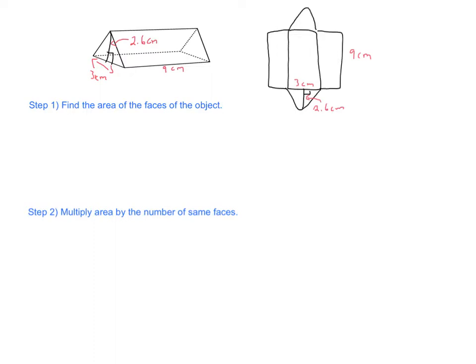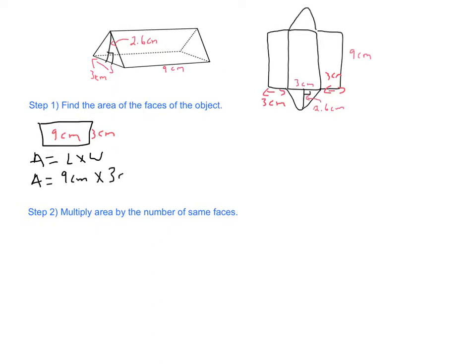And lucky for me, because the triangle here is an equilateral triangle, I've got 3 centimeters for this distance and 3 centimeters for that distance as well. So each of these rectangles in the middle is 3 by 9. So I'm going to draw that as my first face that I see. And it's 3 centimeters by 9 centimeters. So just like before, we have our area equals length times width for a rectangle. So in this case, it is 9 centimeters times 3 centimeters, which gives us a total of 27 centimeters squared.